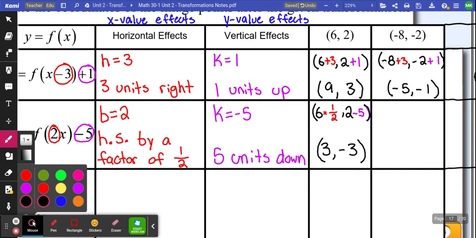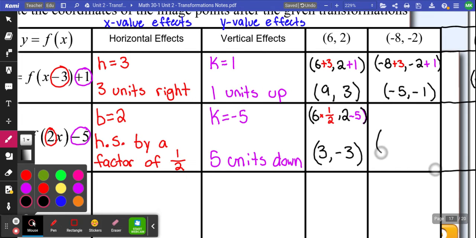The next one, -8, -2, would then move to -4, -7. Right? I multiplied the x by 1 over 2. So -8 times 1 over 2 would be -4. I took the y value and I subtracted 5. -2 minus 5, -7.